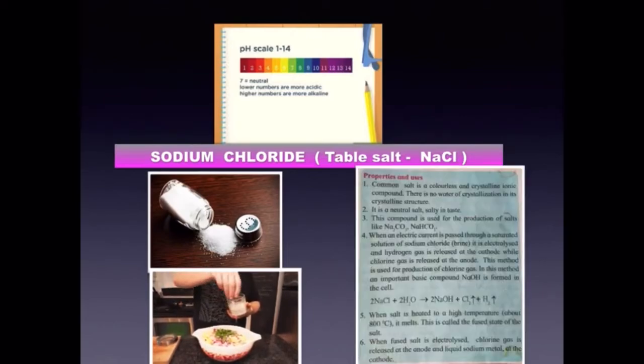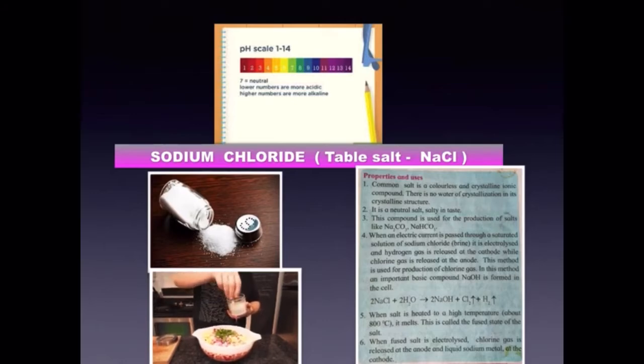Common salt is a colorless and crystalline ionic compound. There is no water of crystallization in its crystalline structure. It's a neutral salt, salty in taste. The compound is used for the production of salts like sodium bicarbonate, sodium carbonate. When an electric current is passed through a saturated solution of sodium chloride, also called brine, it is electrolyzed and hydrogen gas is released at the cathode while chlorine gas is released at the anode. This method is used for production of chlorine gas. In this method, an important basic compound, sodium hydroxide, is formed in the cell.